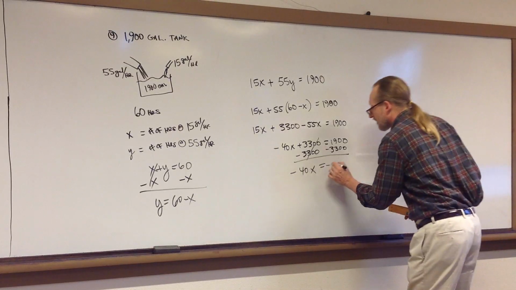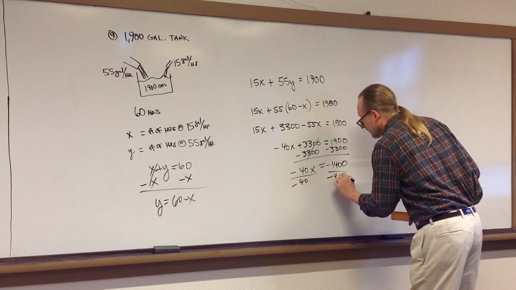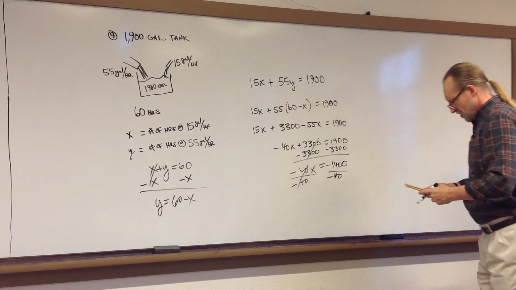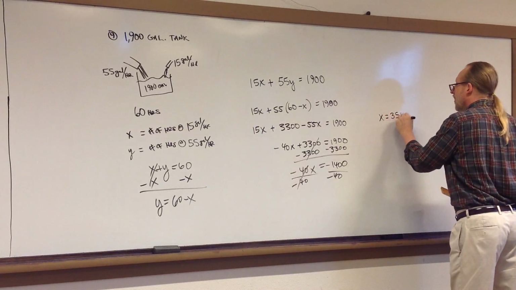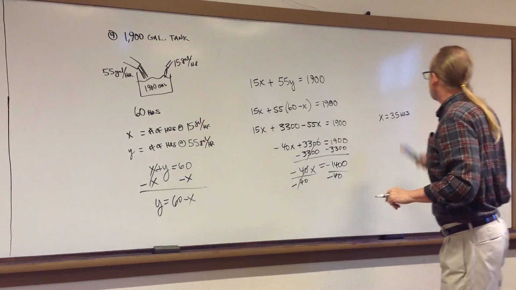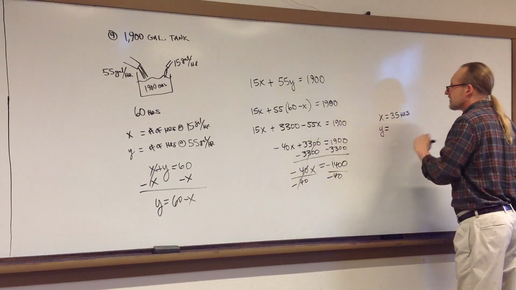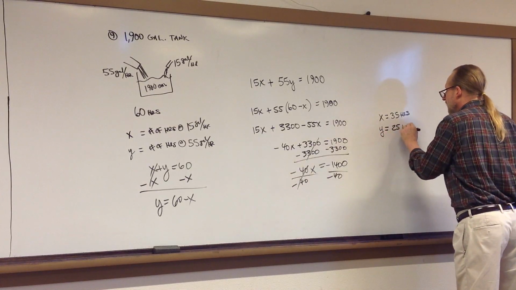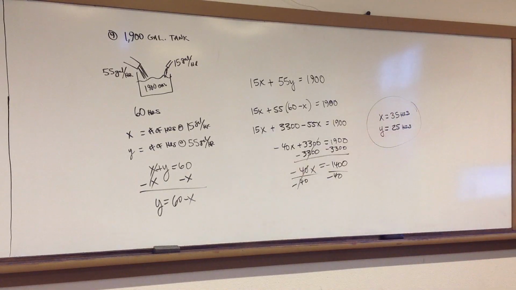Yeah. And so then we just divide on both sides by negative 40. And x is 35 hours. So we're going to run the 15-gallon per hour spigot at 35 hours, and if we do 60 minus 35, 25 hours on the 55-gallon spigot. Okay. Let's see here.